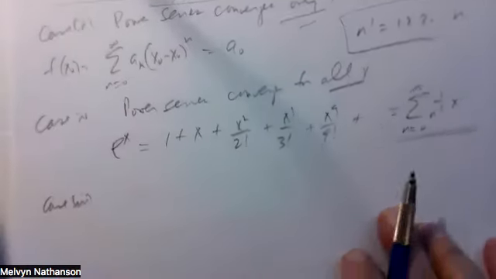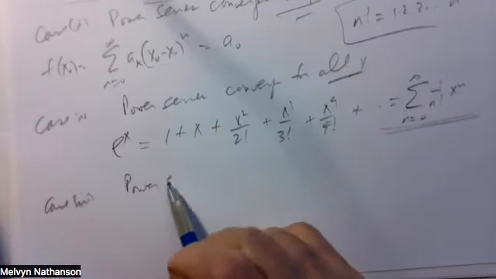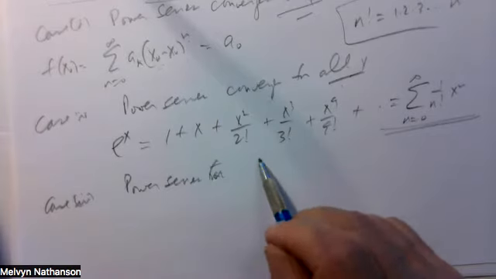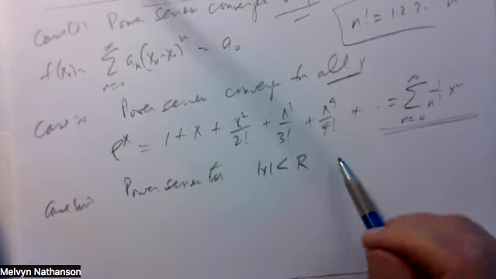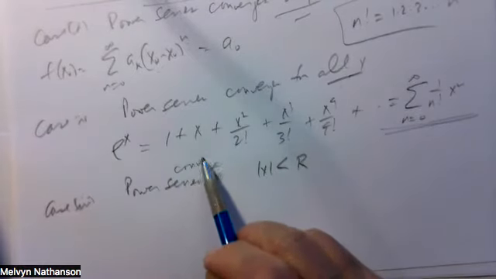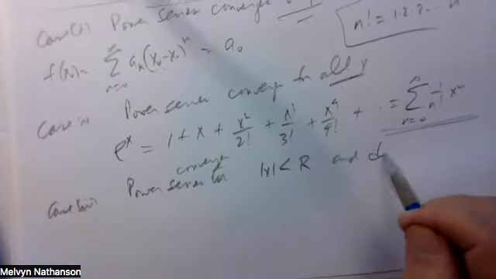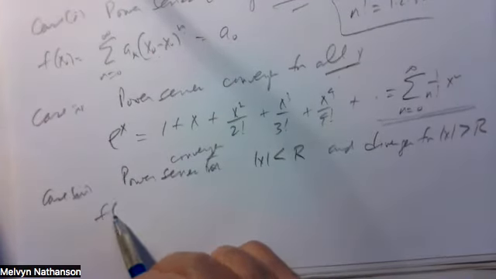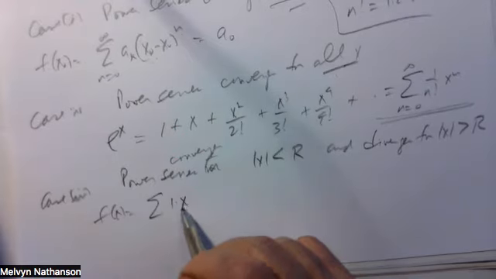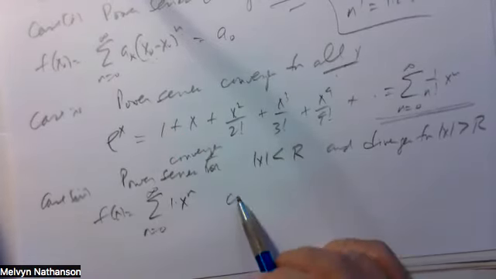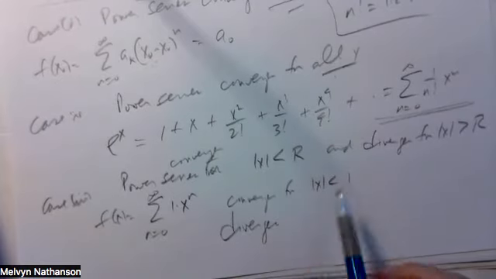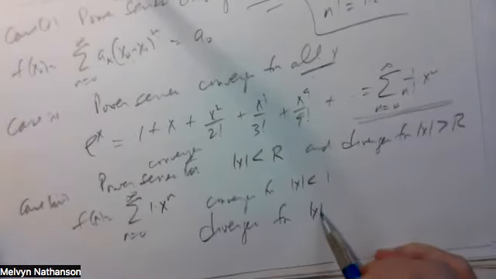And the third case is where the power series converges for x small, but not for x large. So it converges for all x with absolute value less than some number r, and diverges, diverge means not converge, for absolute value of x greater than r. And this geometric progression we saw a moment ago is an example of that. If I take f of x equals the summation of 1 times x to the n, this converges for absolute value of x less than 1, and it diverges for absolute value of x greater than 1.